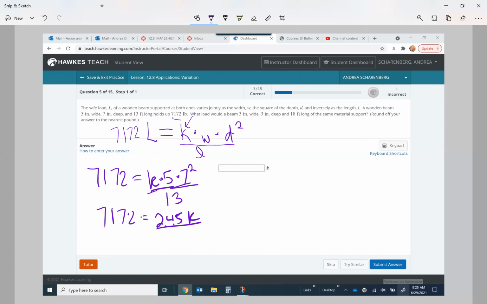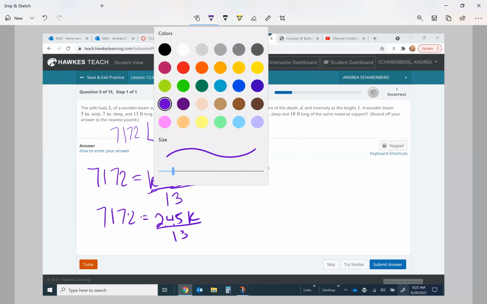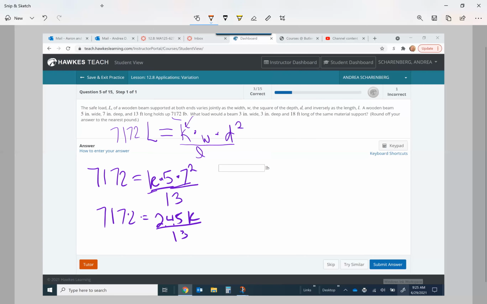245K divided by 13. Now, here's the part of this problem that's really important. You don't want to go decimal on this. Let's keep it as a fraction. So I'm going to multiply top and bottom times 13 over 245. Okay. So I will have K on a side by itself.